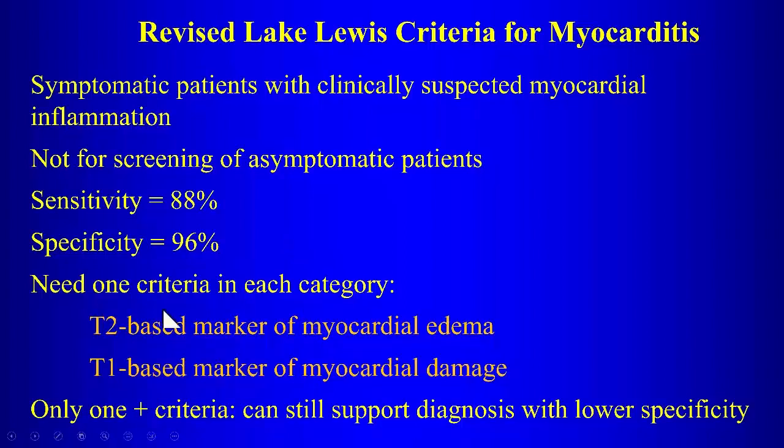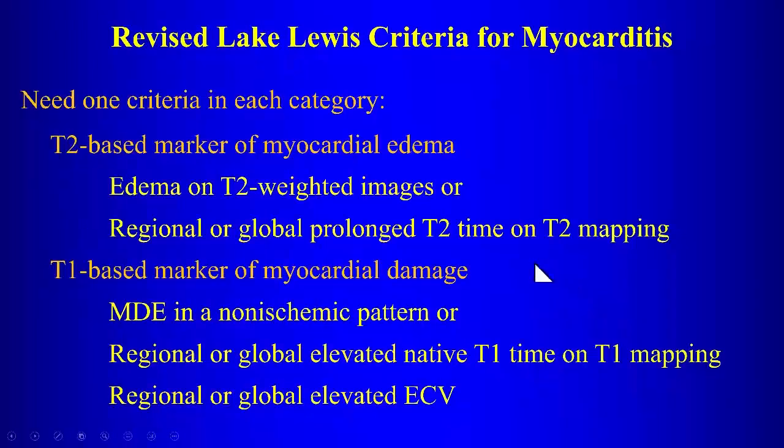It comes down to you need one criterion in each category: one T2-based marker of myocardial edema and one T1-based marker of myocardial damage. All right? If there's only one positive criterion, it might still support the diagnosis, but it lowers your specificity. So, for acute myocarditis, we're looking for a T2-based marker of myocardial edema.